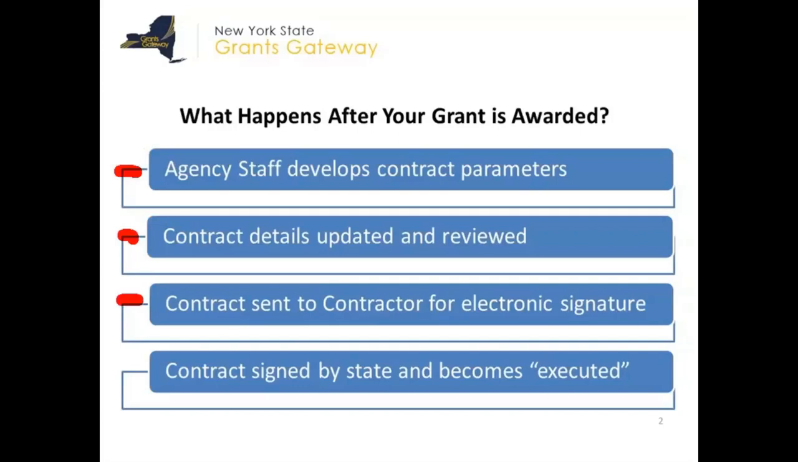So it'll first be sent to you for your electronic signature in the Grants Gateway, and then it moves through a few steps of review and signature at other state agencies or departments and becomes an executed contract. So right now we're kind of in step 2 here, or just starting step 2.